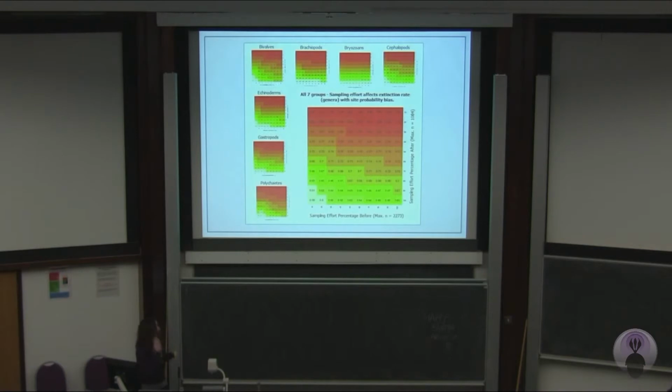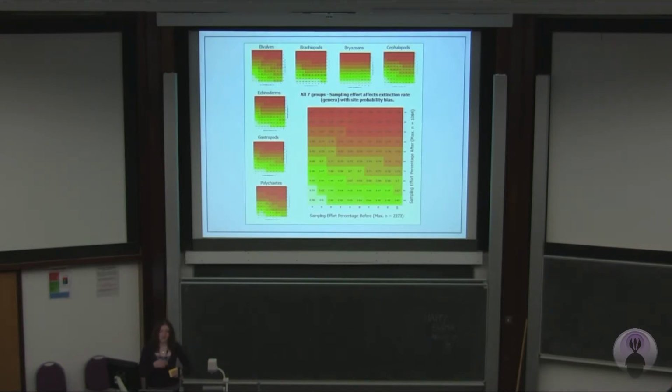So again, sorry, I have lots of graphs on one slide, but the main graph in the middle is showing the data combined for all of the 7 groups of invertebrates that I was looking at. And you can see that if you increase the amount of sampling before the extinction, in the Maastrichtian, then the extinction rate appears to be higher. Whereas if you increase the amount of sampling after the extinction, then the extinction rate appears to be less severe.